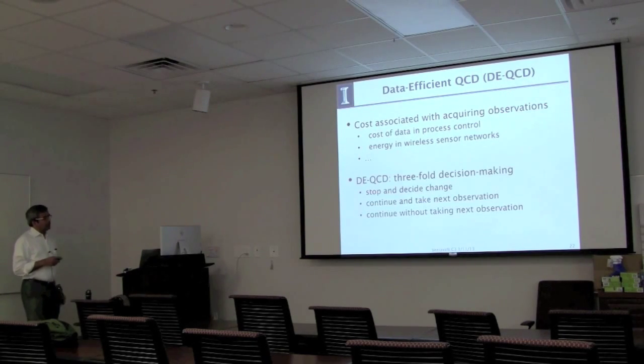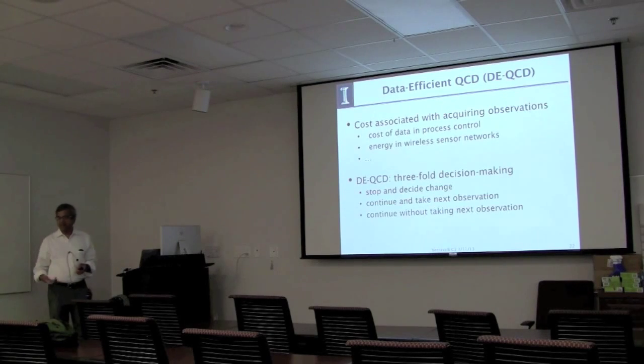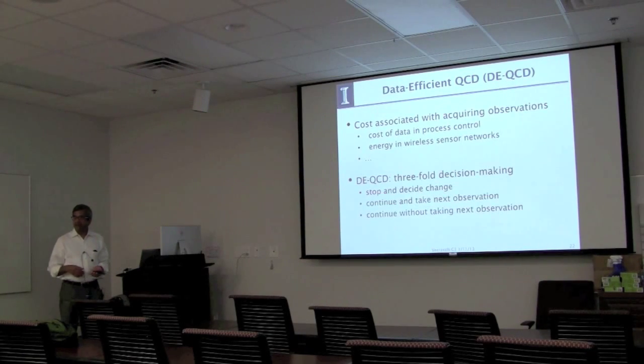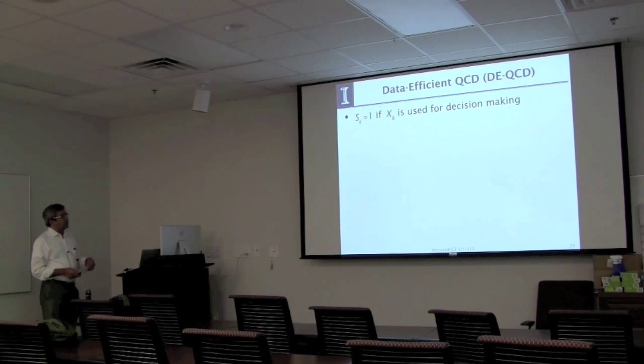Okay, so in the data efficient setting, we allow for 3 possibilities instead of just 2. In the standard setting, you either stop and make a decision or continue and take the next observation. So we have the option of continuing without taking the next observation. Okay, you might skip an observation. And so we have this additional control variable, and if this control variable s takes the value 1 at time k, you use xk for decision making. Otherwise, you don't use it.